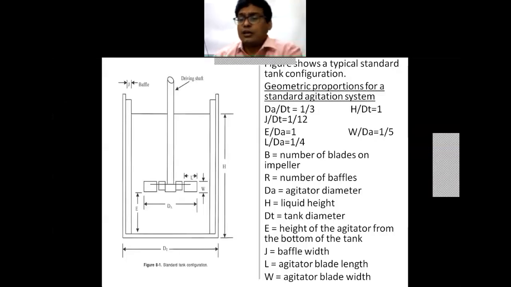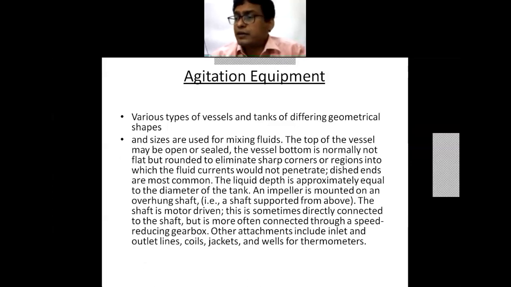Then the agitation equipment. For that purpose, various types of vessels and tanks of different geometries, shapes and sizes are used in mixing fluid. The top of the vessel may be open or sealed. The vessel bottom is normally not flat but rounded, provided with certain heads to have uniform stress distribution, and to eliminate sharp corners and regions into which the fluid currents will not penetrate.